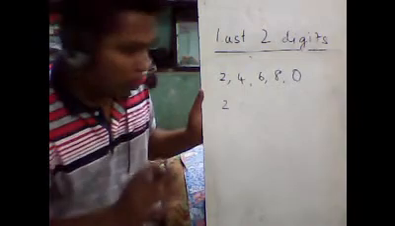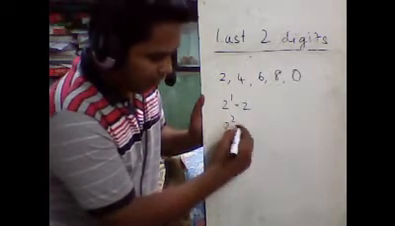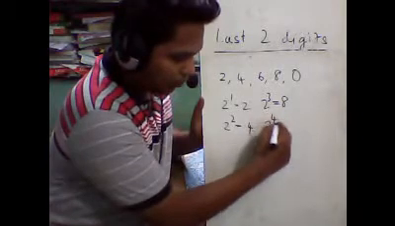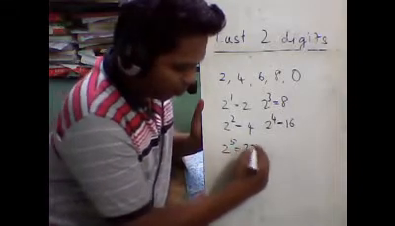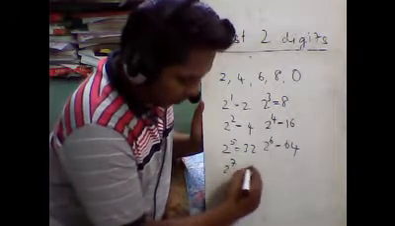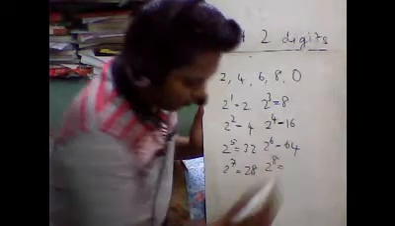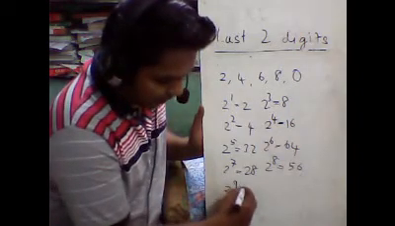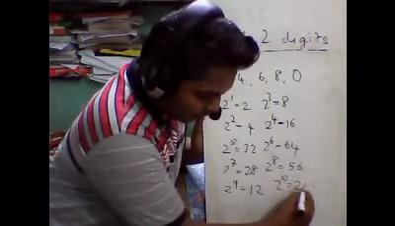The numbers that are related to 2 are 2 to the power of 1, which is 2, 2 square, 4, 2 cube, 8, 2 to the power of 4, 16, 2 to the power of 5, 32, 2 to the power of 6, 64, 2 to the power of 7, 128, so 28, 2 to the power of 8 is 256 which ends with 56, 2 to the power of 9 is 512 which ends with 12, 2 to the power of 10 is 1024 which ends with 24.